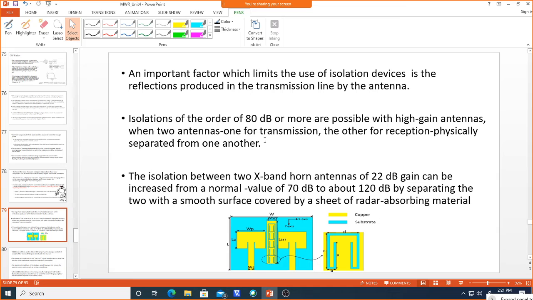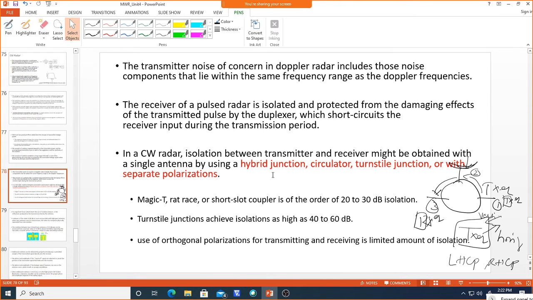And also, when two antennas are used, one for transmission and the other for reception, physically separated by some distance, we can achieve more isolation. That is a bistatic kind of arrangement, bistatic radar. You can use a separate transmitter and a separate receiver, and then we can achieve good isolation between the transmitted and received signal, in the order of 80 dB. Earlier, if you used the device kind of thing, there was very little isolation.